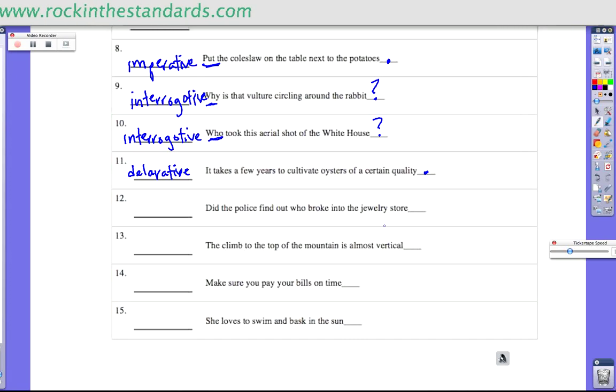Did the police find out who broke into the jewelry store? That's asking a question. The first word here you can see is a question word, and so that's another interrogative sentence.